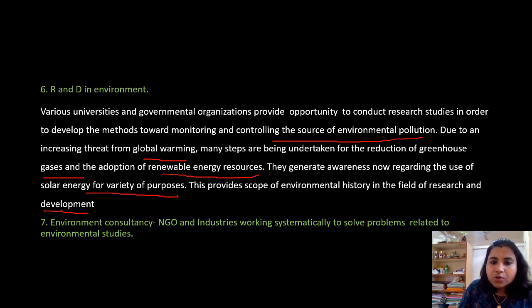So in R&D also we can apply environmental science, because various governmental organizations are providing opportunities to conduct research for controlling and monitoring the environmental pollution. So how to reduce global warming, how we can conserve, how we can adopt renewable sources of energy, right? Environmental consultancy. NGOs and industries are working systematically to solve problems related to environmental studies.